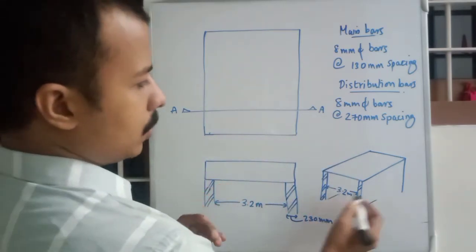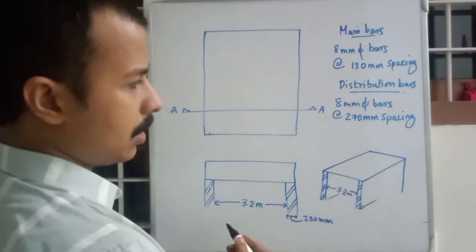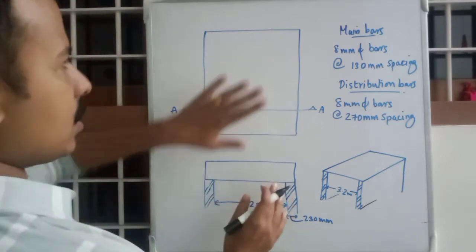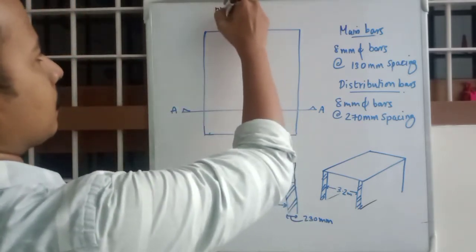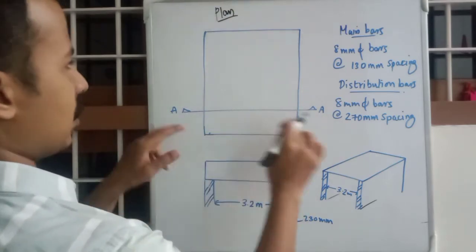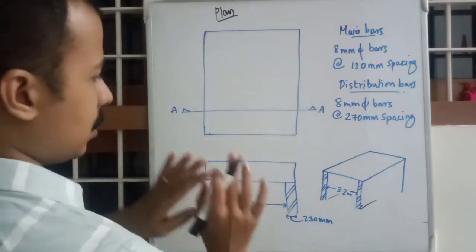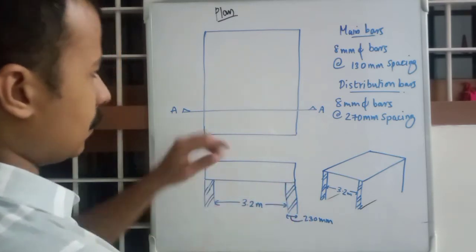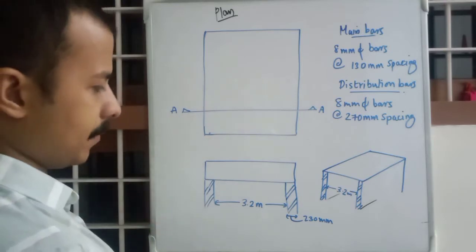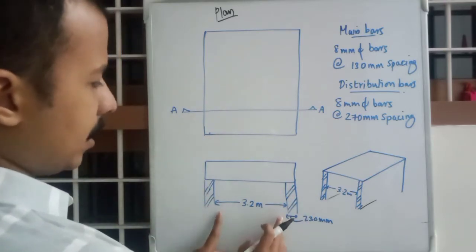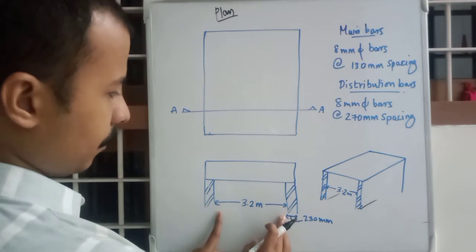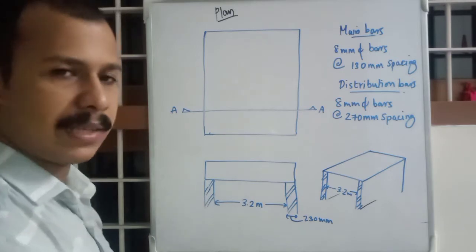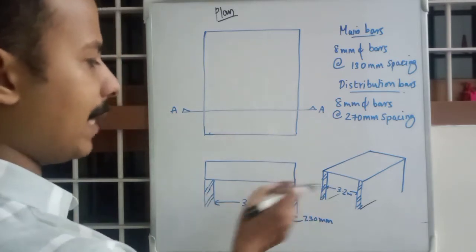Okay, so this inner dimension is 10 meters and this one is 3.2 meters. Okay, and this is the plan, and this section in this slab is this section. We have shown it at the bottom. This is the section line. Okay, so these are the supports. The inner span is 3.2 meters and the support dimension is 230 mm, 23 centimeters. Brick wall, that's why the hatching.